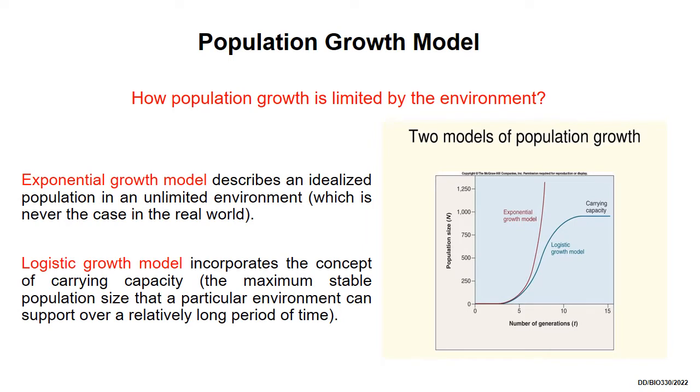How is population growth limited by the environment? We can answer this question based on population growth models. There are two models of population growth. The first one is what we call the exponential growth model, and the second is classified as the logistic growth model. First, the exponential growth model describes an idealized population in an unlimited environment, which is never the case in the real world. There is no way we have an unlimited environment.